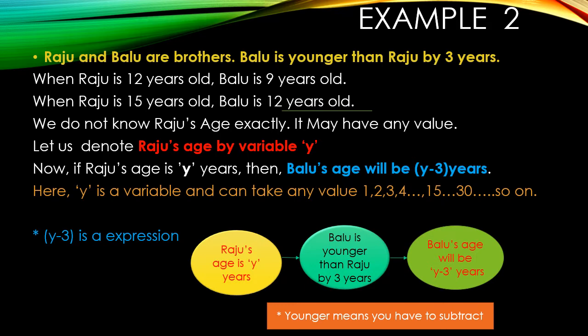Now see the figure. Raju's age is y years. Balu is younger than Raju by 3 years. So Balu's age will be y minus 3. Younger means you have to subtract.